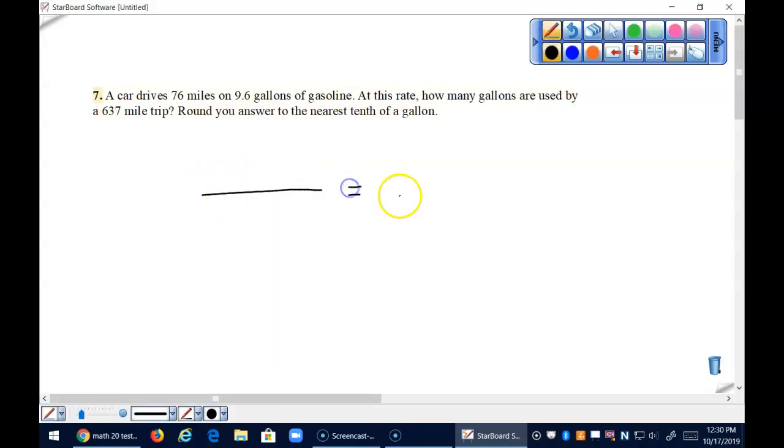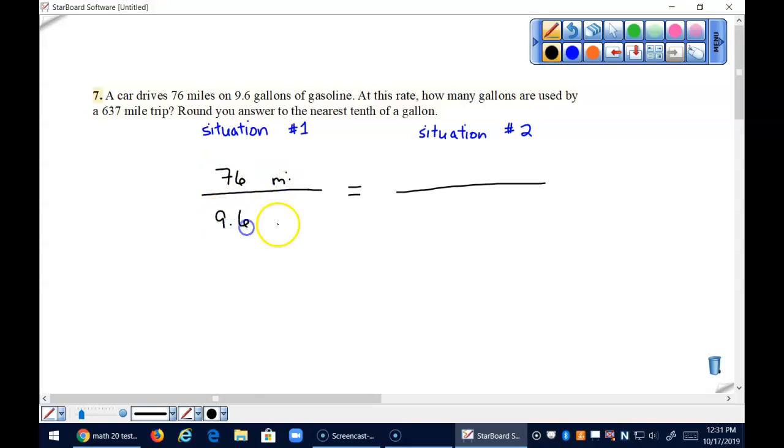First I write the skeleton of my proportion, fraction bar equals fraction bar. Then I say one situation is going on the left, the other situation is going on the right. So situation number 1 and situation number 2. So what is the first situation? It is 76 miles on 9.6 gallons.